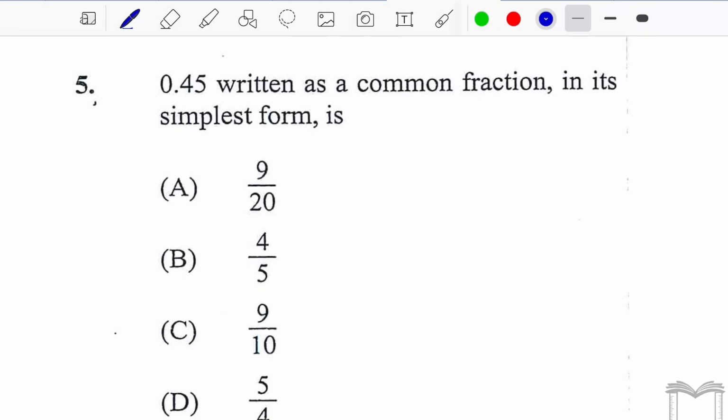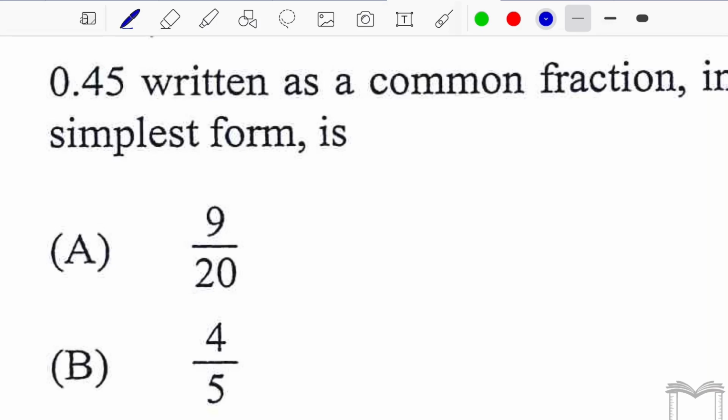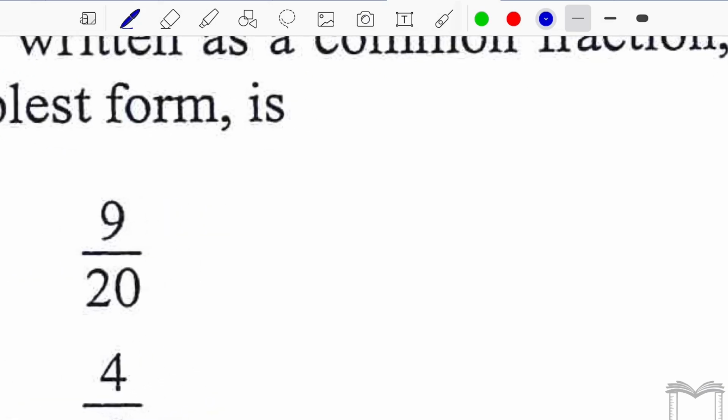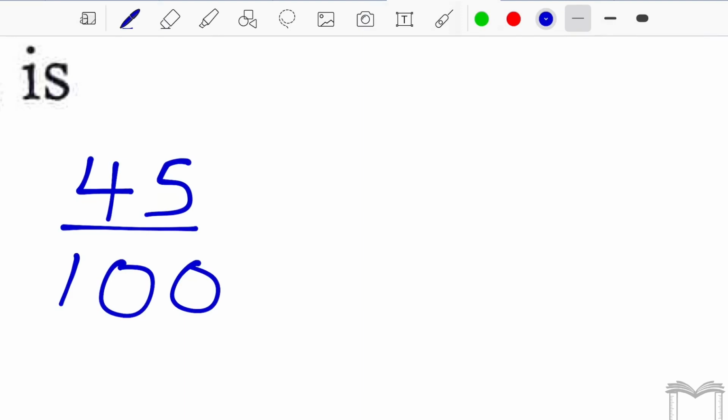0.45 written as a common fraction in its simplest form. The simplest form, another way of saying that, is to reduce the fraction or write the fraction in its lowest form. All of those things mean the same thing. So what does 0.45 mean? A decimal is another way of writing a fraction. 0.45, we know 2 decimal places means over 100. So let's reduce.